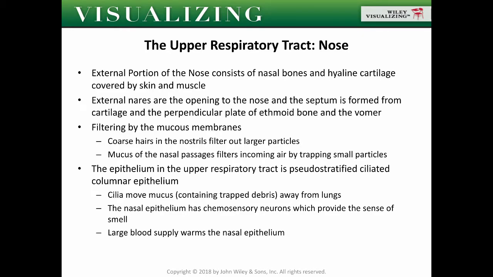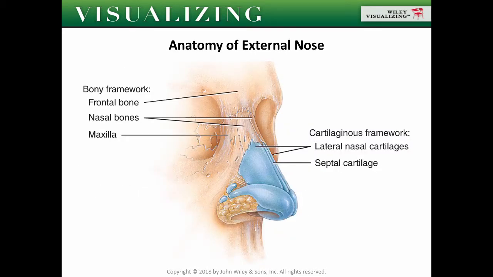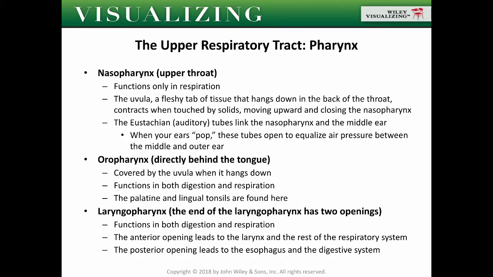So the nasal epithelium has chemosensory neurons which provide a sense of smell and of course the sense of taste as well. So we have a large blood supply in the nasal epithelium. It also helps warming the air that we breathe in. So this is the nose. We have a mostly cartilaginous framework, and of course the bone, the nasal bone. Okay. Now, after it passes through the nose, we have the nasopharynx, which is our upper throat.